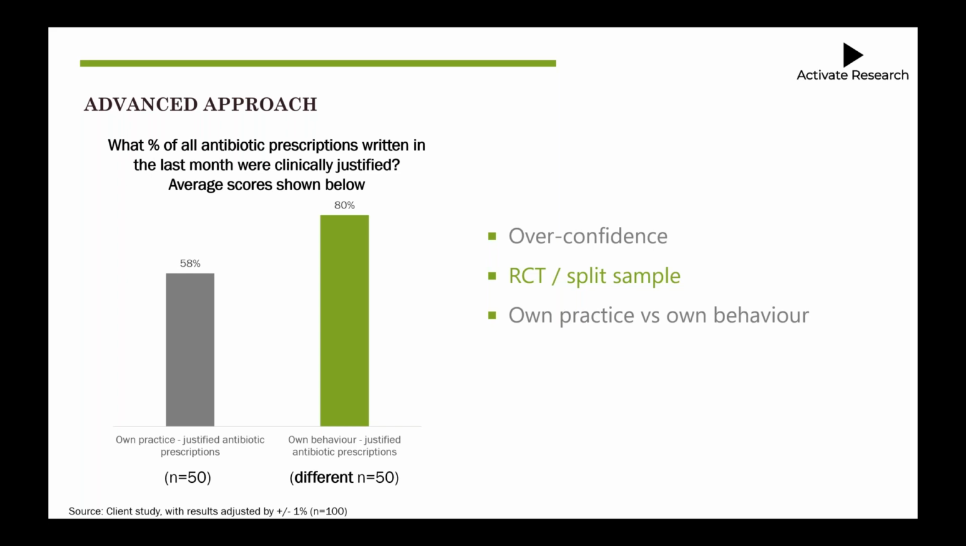And what we can see from the results on the left-hand side is that there is a high incidence of overconfidence in this sample. What we can see is that 80%, in green, of people's own prescriptions they judge to be clinically justified. However, only 58% of prescriptions within the own practice were judged to be clinically justified. So again, a highly statistically significant difference, which illustrates this overconfidence bias.